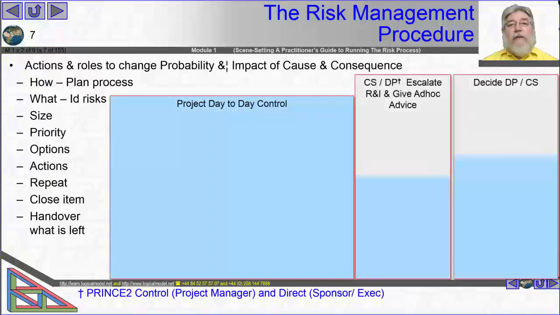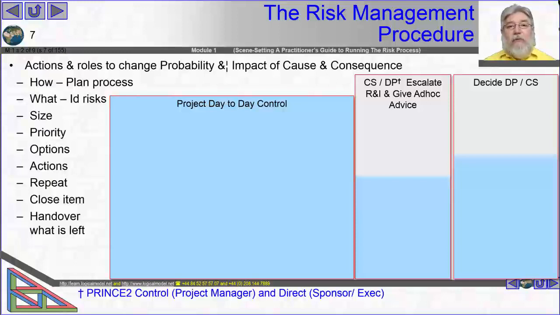So there is a day-to-day element of control, and we cannot escape the fact that that's about handling what you can and escalating what you can't. So what we've got here is project controls day to day, and that work carries on at the level of control unless it needs to be escalated into the management activities. And the labels that I'm using here, CS and DP, are controlling a stage and directing a project. So that's the project manager day to day and the sponsor.